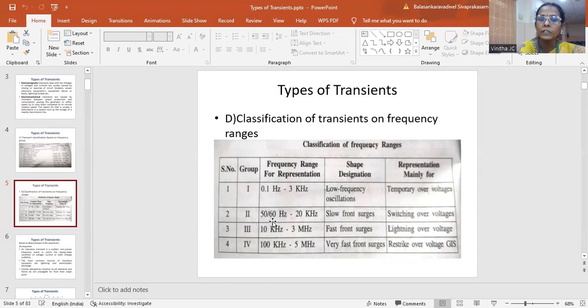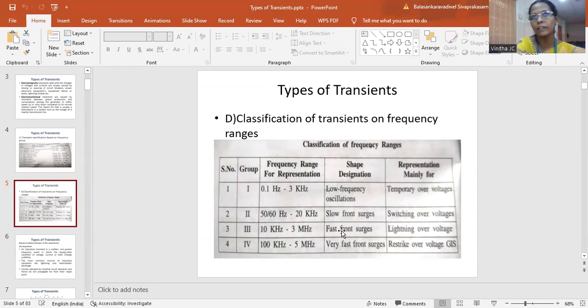This may be available only for a short duration. And then the second one is 50 to 60 hertz to 20 kilohertz. Here it is termed as slow front surges. These slow front surges are mainly due to switching over voltages. And the third one, 10 kilohertz to 3 megahertz, is termed as fast front surges.